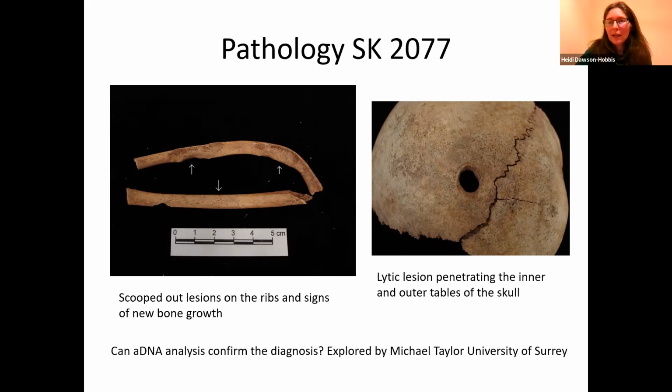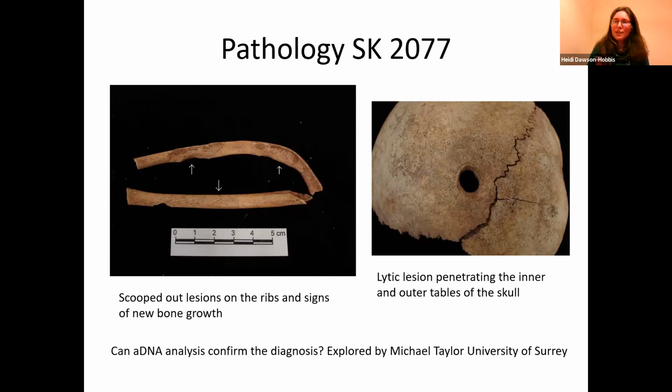In this case, we've got an image on the left of some of the rib bones. Where the little white arrows are, you can see some scooped out lesions. So these are destructive lesions. They're destroying the bone. We also have an image on the right of the skull. We're looking at the right parietal bone and part of the occipital bone around the back of the skull, and there's a large destructive circular lesion towards the back of the skull.